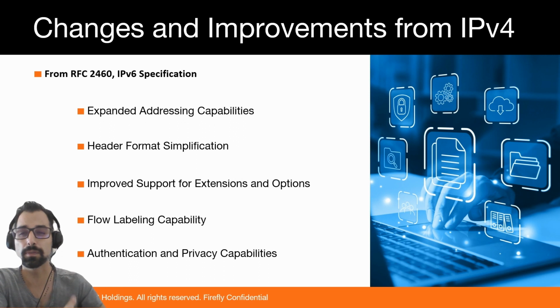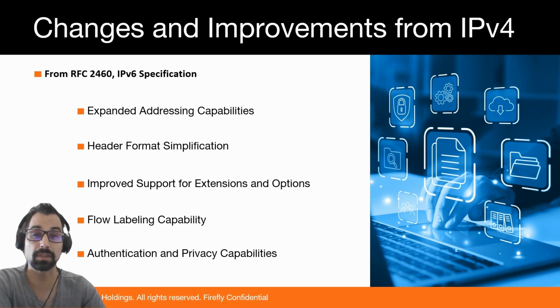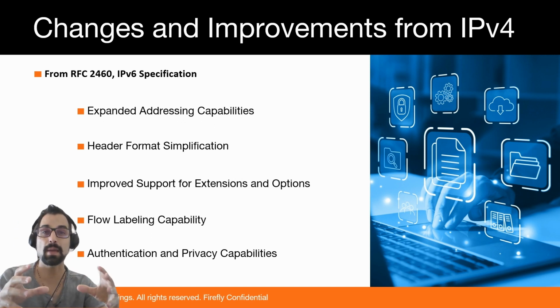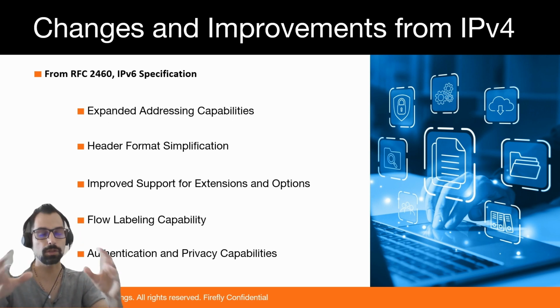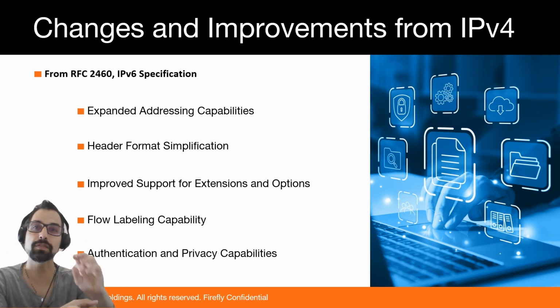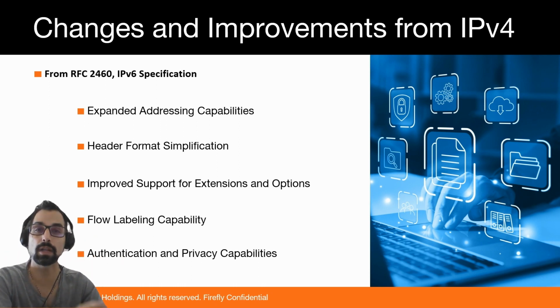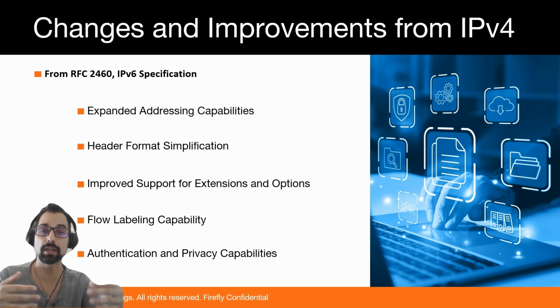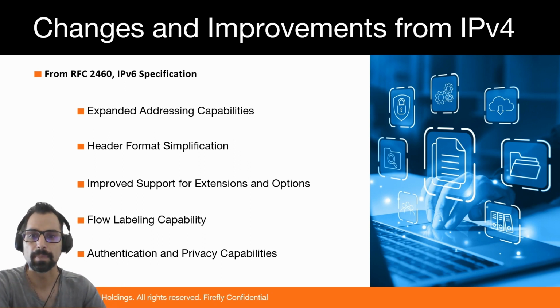Then we have some improvements in the case of the header format simplification. So basically, they made the protocol more efficient, and we basically use just what we need, right? Instead of IPv4 that has a lot of fields that may not be used and consume a lot of compute resources, right? To basically parse the IPv4 header.